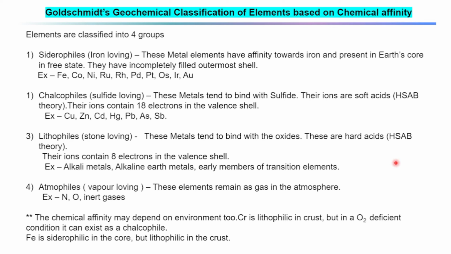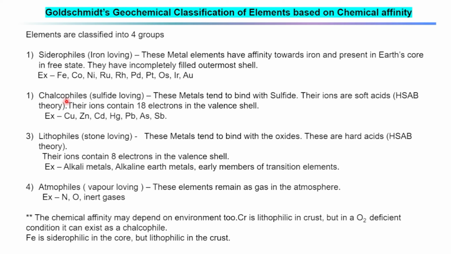So next we will move on to Goldschmidt's geochemical classification of elements based on chemical affinity. Goldschmidt said that elements can be classified into 4 groups. First one is the siderophiles, meaning iron loving. These metal elements have affinity towards iron and are present in Earth's core in free state. They have incompletely filled outermost shell. For example, iron, cobalt, nickel, ruthenium, rhodium, palladium, platinum, osmium, iridium, and gold.